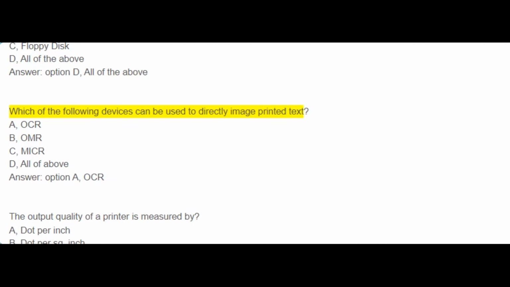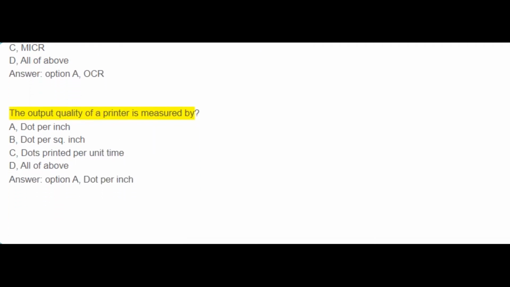Which of the following devices can be used to directly image printed text? A. OCR. B. OMR. C. MICR. D. All of above. Answer. Option A. OCR.